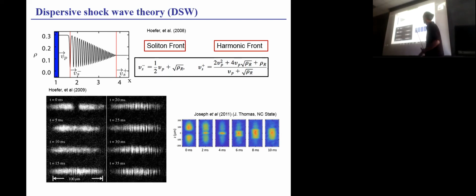These DSWs are complex structures. They consist of the following elements. Here I've got a piston that's driven through a BEC. In this case, the piston runs towards the right, but in all the experiments that I show you, it'll be running to the left.